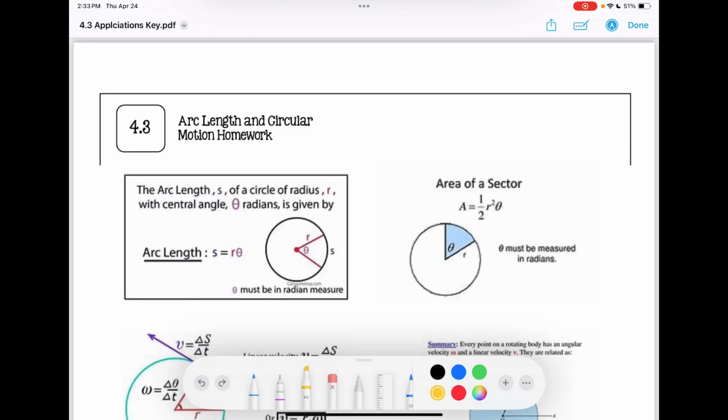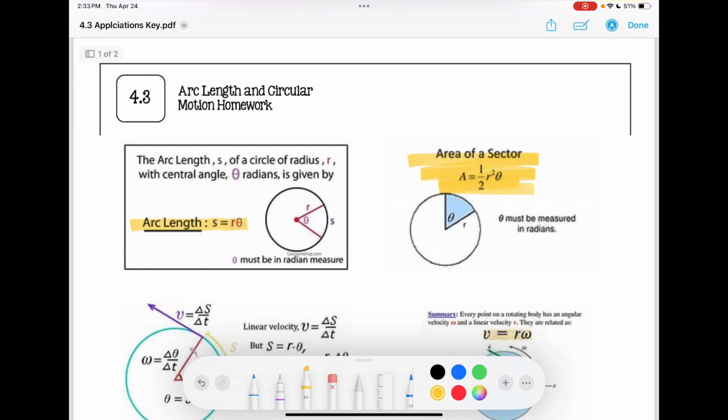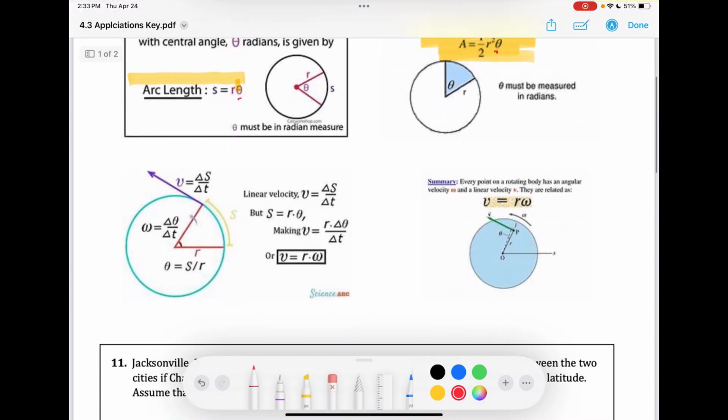Alright, in this video, we're going to talk about the last three applications dealing with the arc length or the area of the sector. When we talk about the area of a sector, it's how much pizza I ate, so that will be the formula. And when we talk about the arc length, we reference how far I walk. The important thing is to make sure the central angle theta is in radians, so we want to do the conversion if you're given degrees.